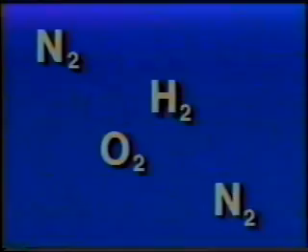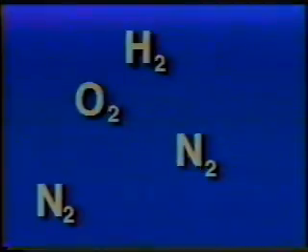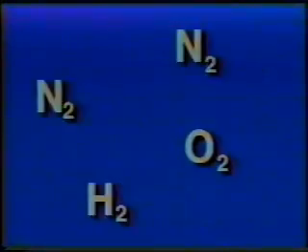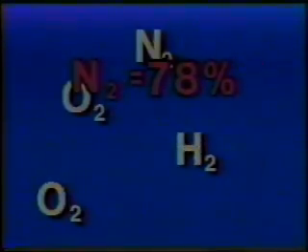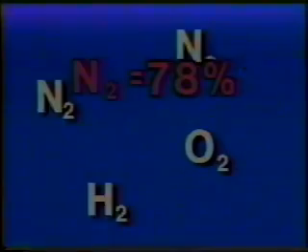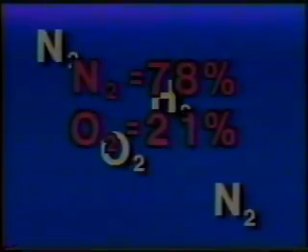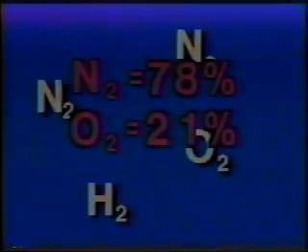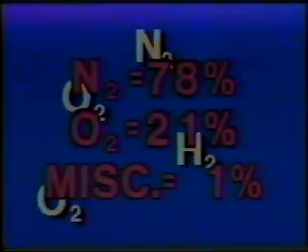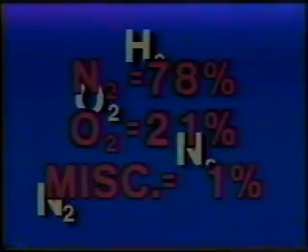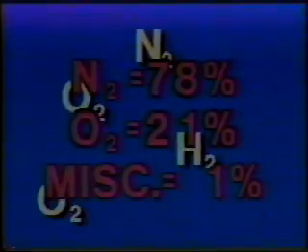The ocean of air that surrounds us and exerts pressure upon us is actually a mixture of several different gases. About 78% of the air we breathe is nitrogen. Oxygen makes up another 21%. The remaining 1% is a combination of miscellaneous gases including argon, krypton, neon, and xenon.